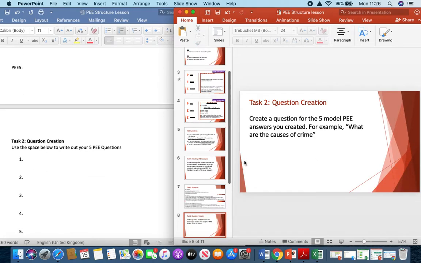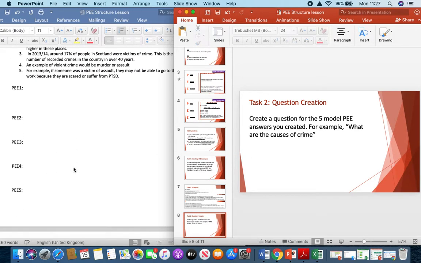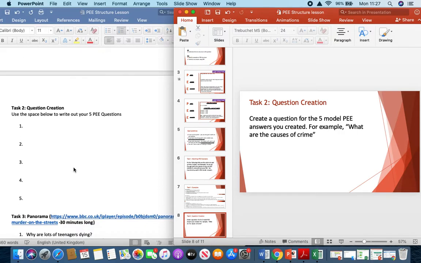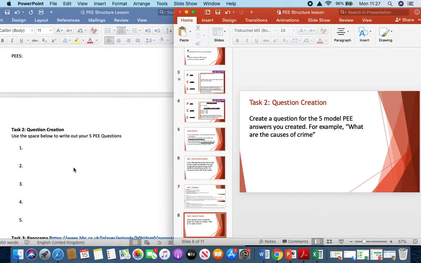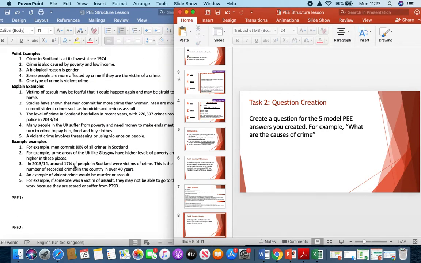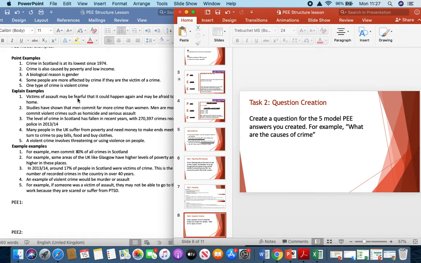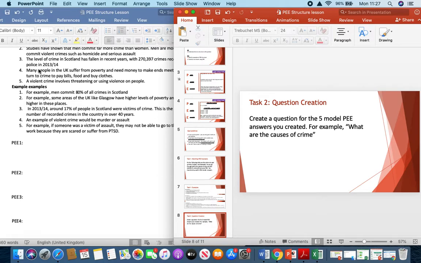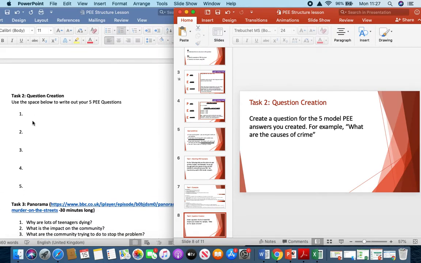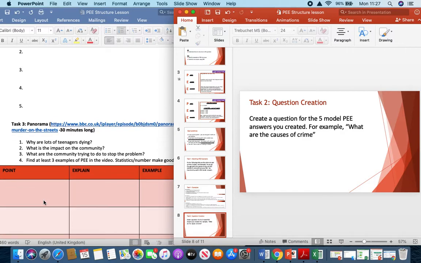Task 2 is take those PEEs that I just asked you about and make a question. I talked about that earlier. One thing you can look at is focusing on the points. I did one of them. For number 2, if you look at the points, the question is pretty straightforward. What are the causes of crime? Or explain in detail 2 causes of crime, or something along that line. I just want to know that you're able to go back and see the points, and it'll help you start to match up what they're trying to ask you for. All right, so you need to write out 5 questions that match.